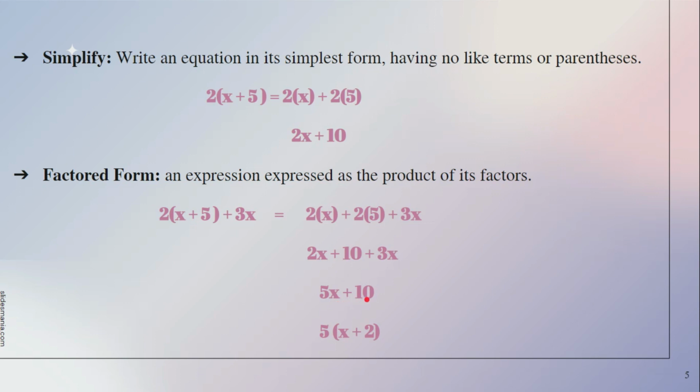And then we look for the greatest common factor between these two terms, 5x and 10, which is going to be 5. It's placed down here. And we are going to express it as the product of these factors. So 5x divided by 5 is x, and then 10 divided by 5 equals 2. So our final expression has been written in factored form.